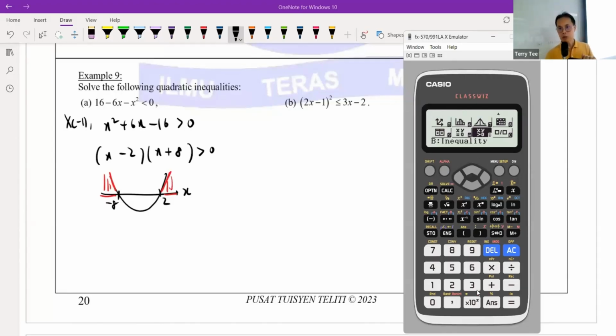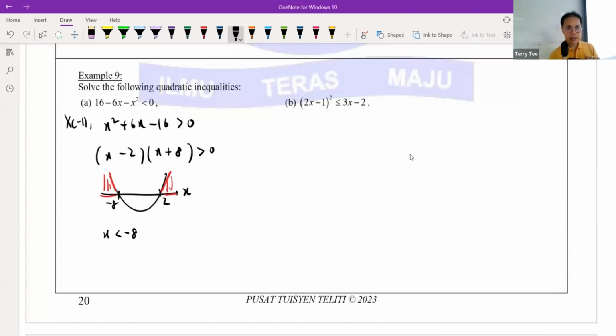Menu, inequality, degree 2. Take more than. The first one, 1. You put in 1 equals 6 equals -16. Okay, this is more than. You press, x less than -8, x more than 2. But the calculator will go in this direction. It doesn't change. This symbol here is still right, 2 less than x. So final answer, x less than -8, x more than 2.